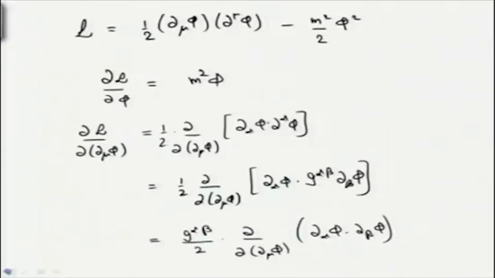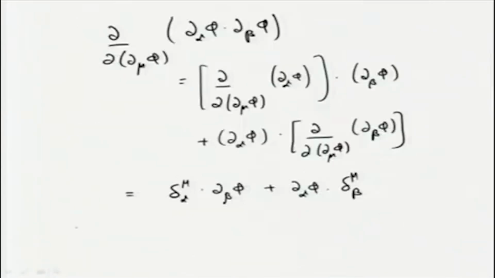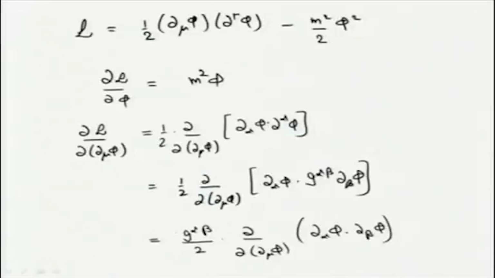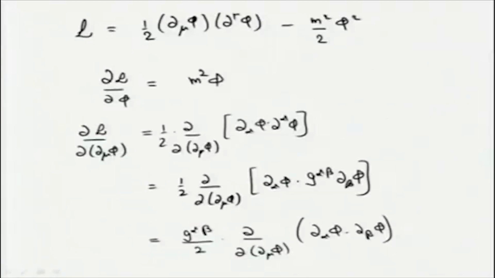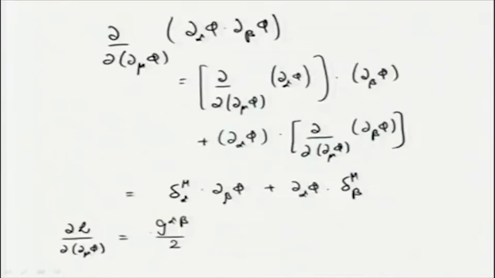Look back at what you have in ∂L, the derivative of L with respect to ∂_μ φ, g^{αβ}. So, let me write that down. The derivative of L with respect to ∂_μ φ is then equal to g^{αβ}/2, g^{αβ} contravariant, divided by 2, into whatever else that we have here in this thing.